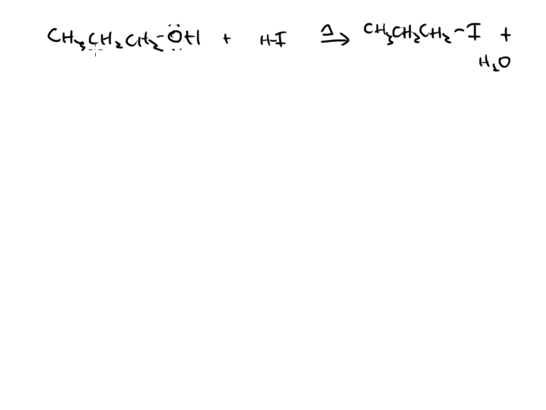This group, 1, 2, 3 carbons. This is a propane, right? But that propane, we have to drop the E because this is an OH group, which is alcohol. And it's at number 1, the first carbon in line. So this is a 1-propanol, or just simply propanol. So propanol reacts with hydroiodic acid in order to give us 1-iodopropane and water. That's how we do it.